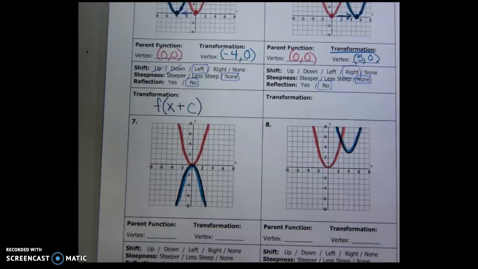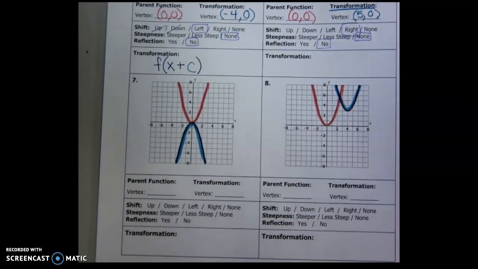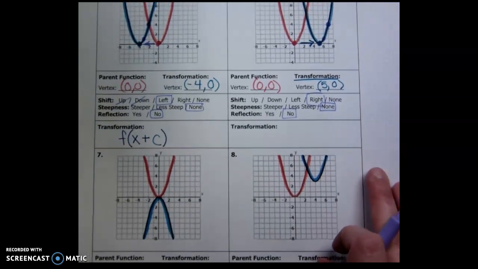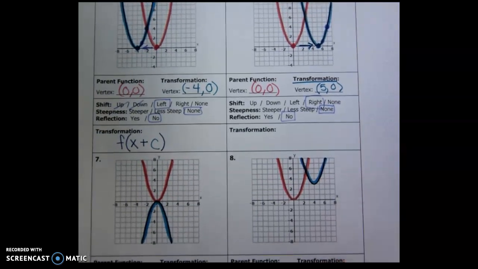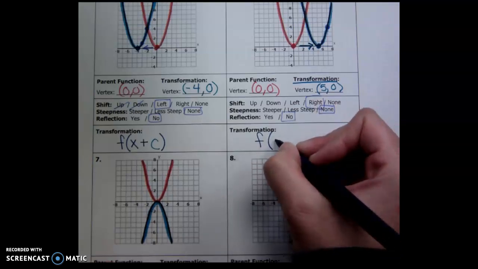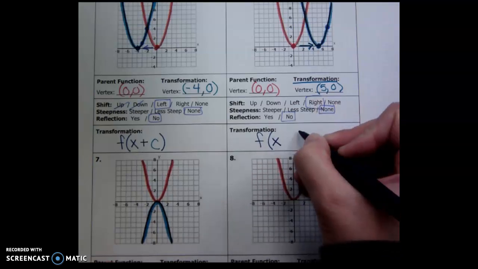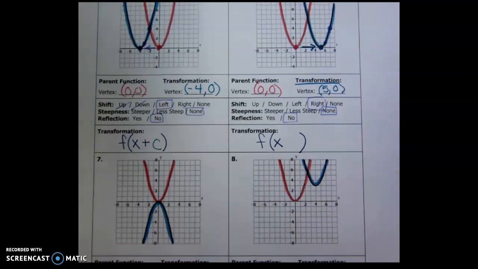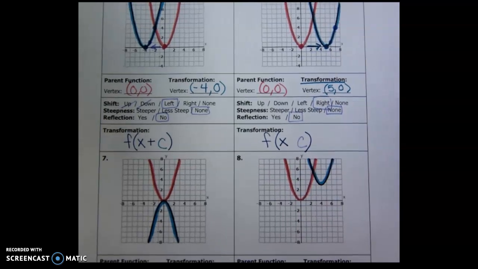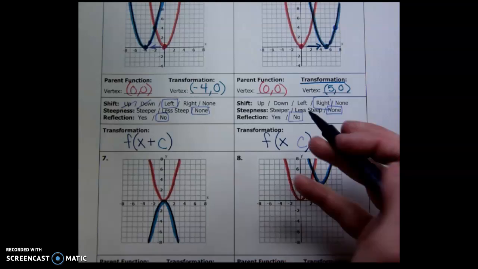Alright, number 7. Uh-oh, this one looks crazy. Oh wait, I forgot the transformation. So, if this is still inside the parentheses because left and right goes inside the parentheses, what do you think it's going to do? We still use the letter C. If plus makes it go left, minus has to make it go right.